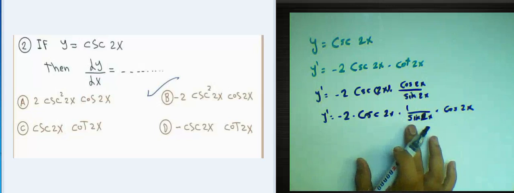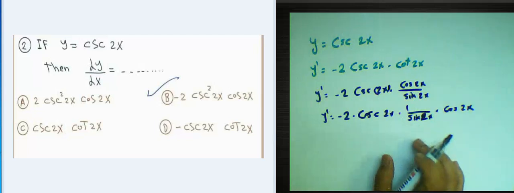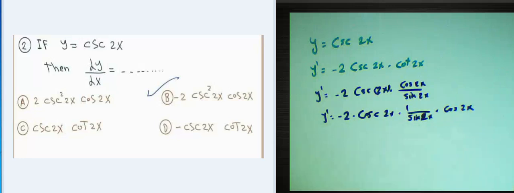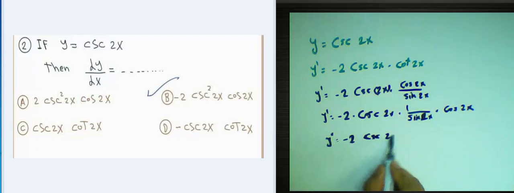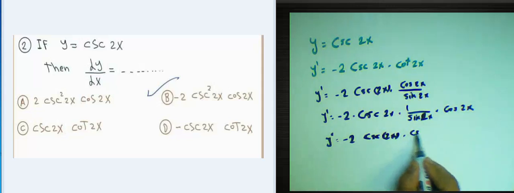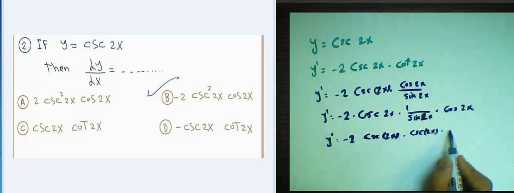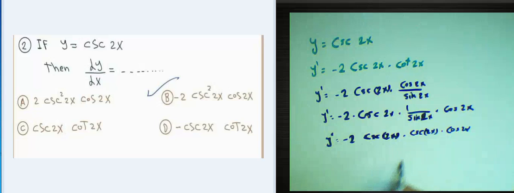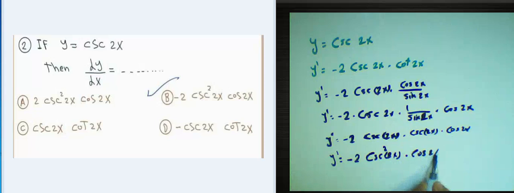We know sine 2x is the inverse of cosec. We can write here negative 2 cosec 2x multiplied by 1 over sine 2x, it will be cosec 2x multiplied by cosine 2x. We know cosec times cosec will be cosec squared of the angle 2x. Then y dash will be negative 2 cosec squared 2x multiplied by cosine 2x. Choose letter B.